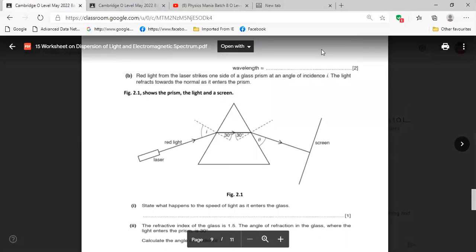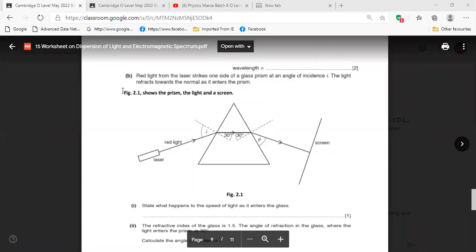Where is Farabi? Farabi? Hello, Farabi. Yes, sir. Can you read this part B? Yes, sir. Part B, you read. Are you seeing the screen? Yes, read.